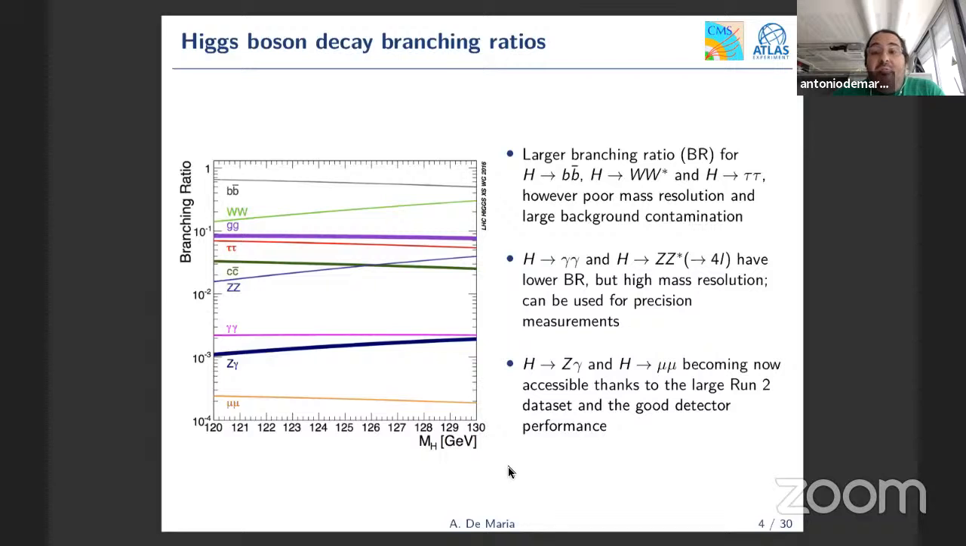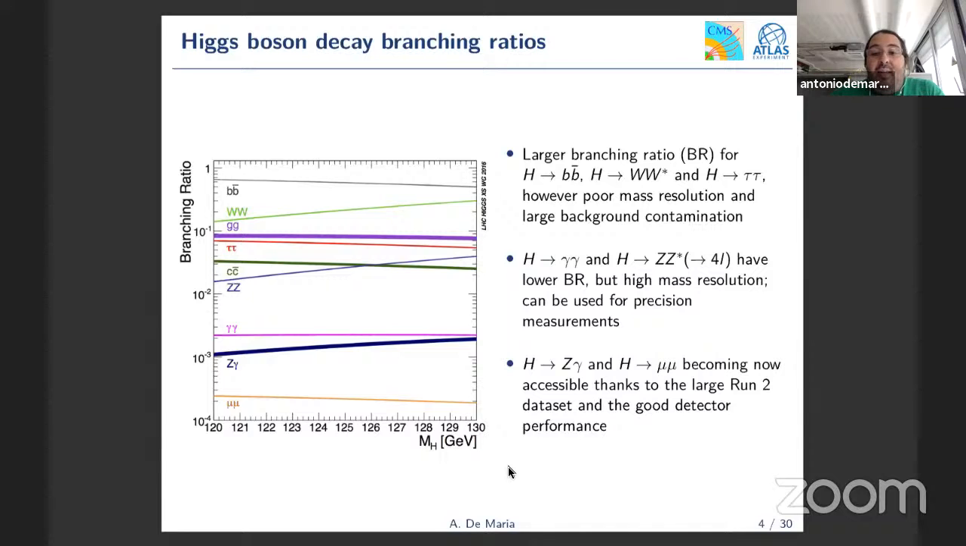However, in these channels, we have poor mass resolution in the reconstruction of the event kinematics, and we also have large background contamination. Then we have the 2 so-called golden channels, which are Higgs to gamma gamma and Higgs to ZZ star into the 4-lepton final state, for which we have lower branching ratio, but high mass resolution, and these are used for the precision measurements, as you will see in the next slide.